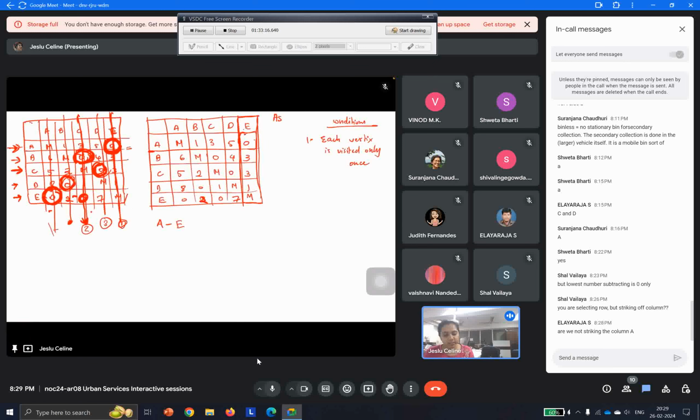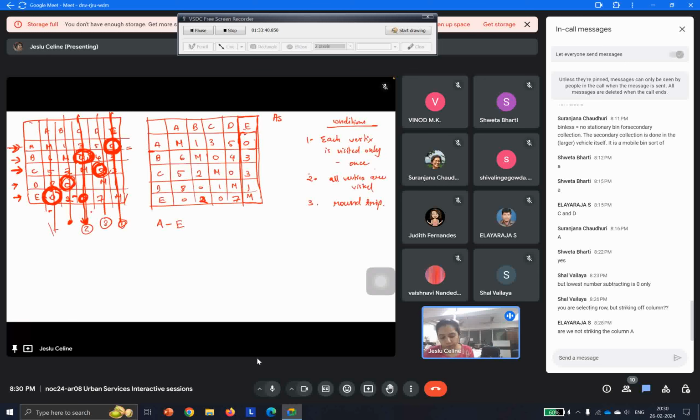The one condition is each vertex is visited only once. The second one is all vertices are visited, that you cannot miss anything. And the last one is it should be a round trip. That means you start from A, you need to end in A. You cannot say you start from A and end in E, that's not allowed. It should eventually come back to A.